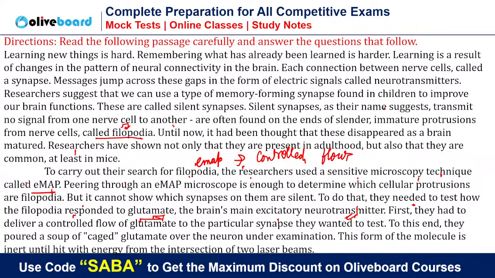Hmm. See, first of all, we will see, okay? We have to check all the options. Is there anywhere given that researchers applied external electric signals? Where is it given? We are talking about a neurotransmitter. They needed to test how the philopodia responded to glutamate, the brain's main excitatory neurotransmitter. But before this, what are neurotransmitters? Messages jump across these gaps in the form of electric signals called neurotransmitters. See, everything is interconnected.